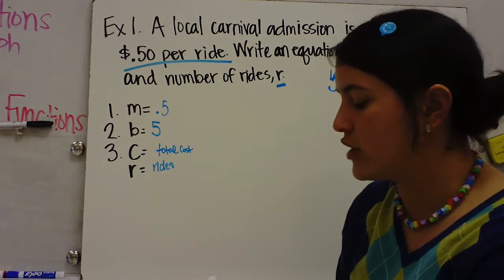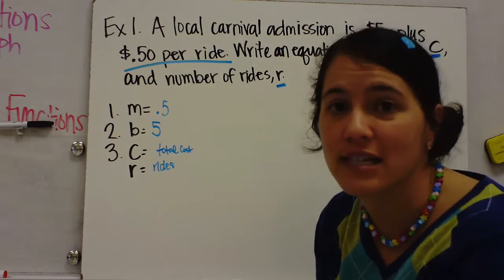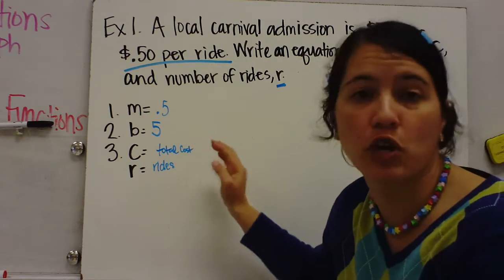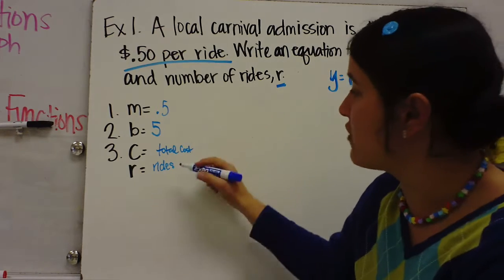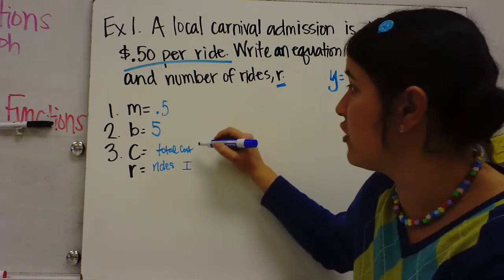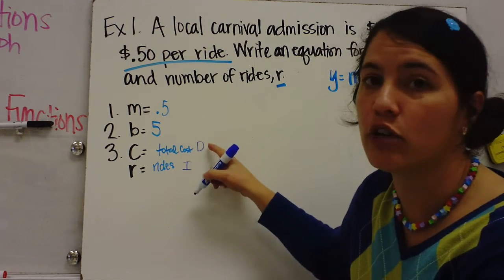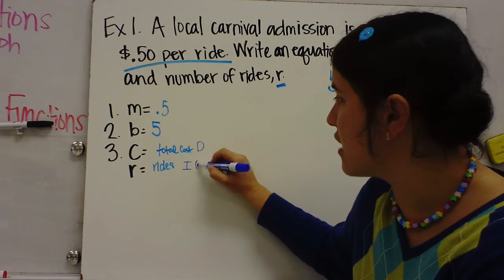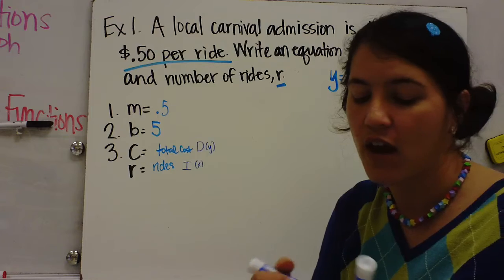Now let's decide which one is independent and which one is dependent. Which one has to come first? Can you get your total cost first, or do you have to have your number of rides first? You have to have your number of rides first because that determines your total cost. So your number of rides is independent, your total cost is dependent. So this is kind of like your x value, this is kind of like your y value.